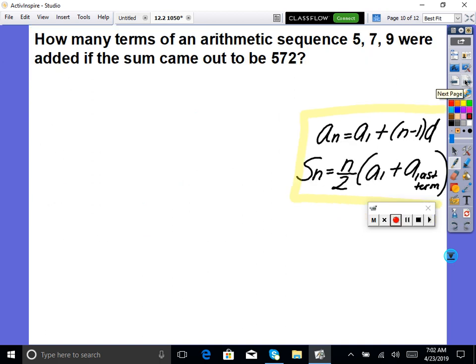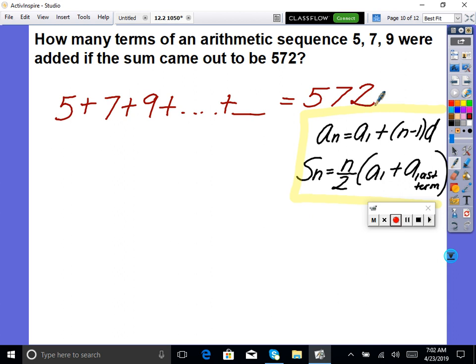How many terms of an arithmetic sequence 5, 7, 9 were added if the sum came out to be 572? So in this one, we're given different information. So what does this kind of look like? 5 plus 7 plus 9 plus ... plus something, right? Equals 572 total in the end. Isn't that what it looks like? Kind of our true statement-ish.